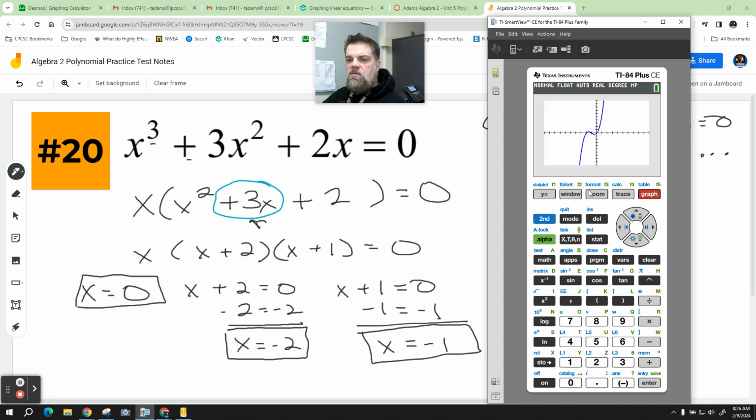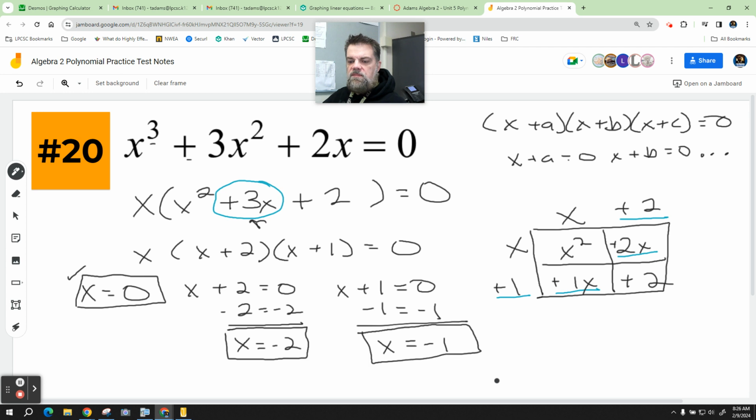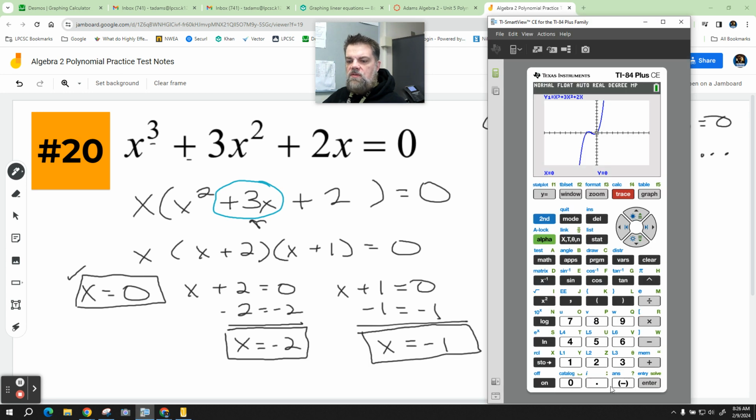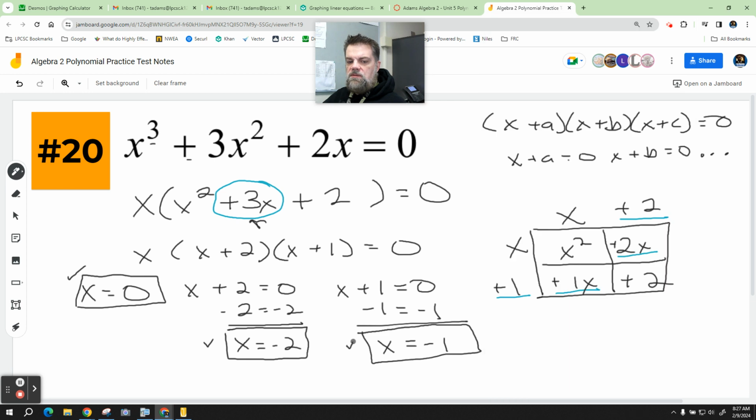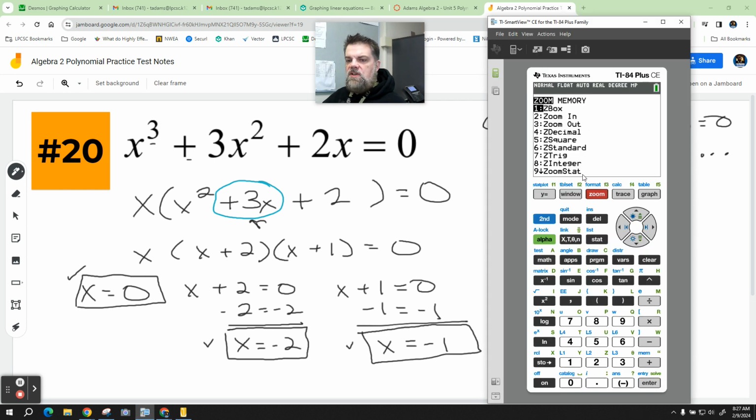Now I'm going to zoom in a little bit. So this is saying that when x equals 0, y should equal 0. So let's see, I hit trace. Yep. X equals 0, y equals 0. So I know that one works, right? Let's try x equals -2. So if I enter in -2 in trace mode, yep, that works. Check that off the list. And then let's try x equals -1. I'm going to enter in -1. Yep, that's a 0 as well. So just by graphing it, I'm going to zoom in just a little bit, so you guys can see it a little better.